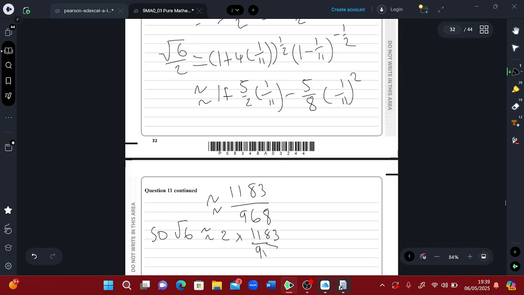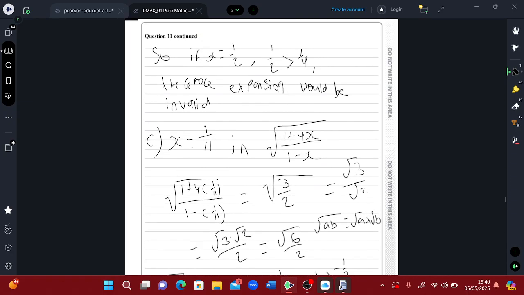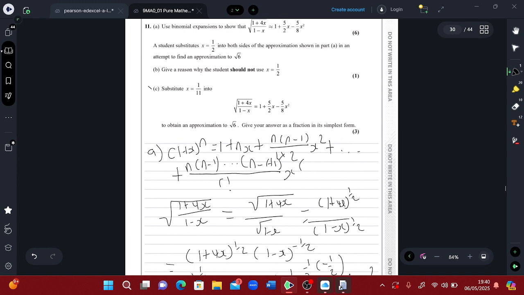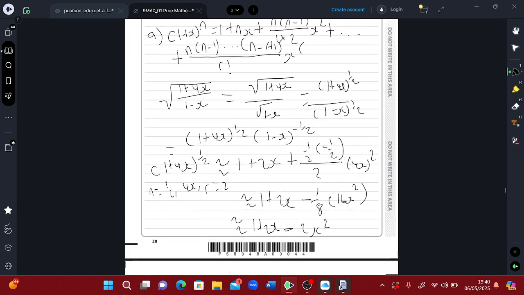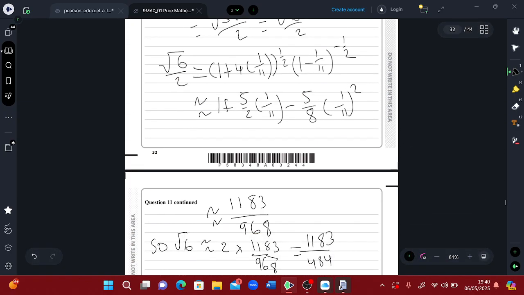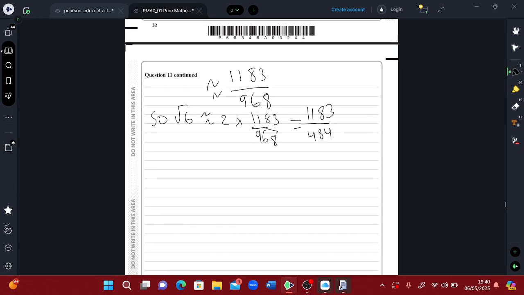968, which gets you what? Times it by 2. You get 1183 over 484. Does it say to how many decimal places? Give it as a fraction in its simplest form. Yeah, so that's the fraction simplified. The calculator will fully simplify the fraction, and that's what you get if you use a calculator. So that should be your answer right there.